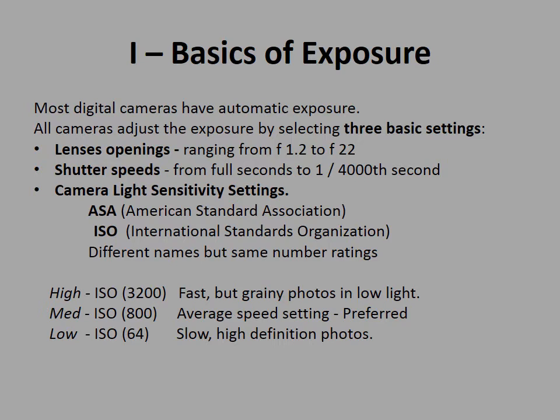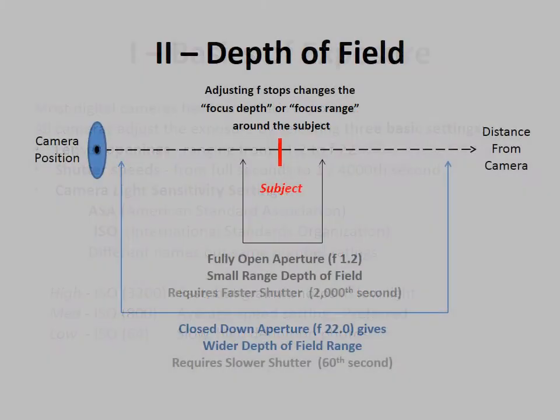An ISO of 3200 is very fast, but it renders grainy photos. An ISO of 64 is very slow and cannot catch low light levels, but it renders high definition photos.